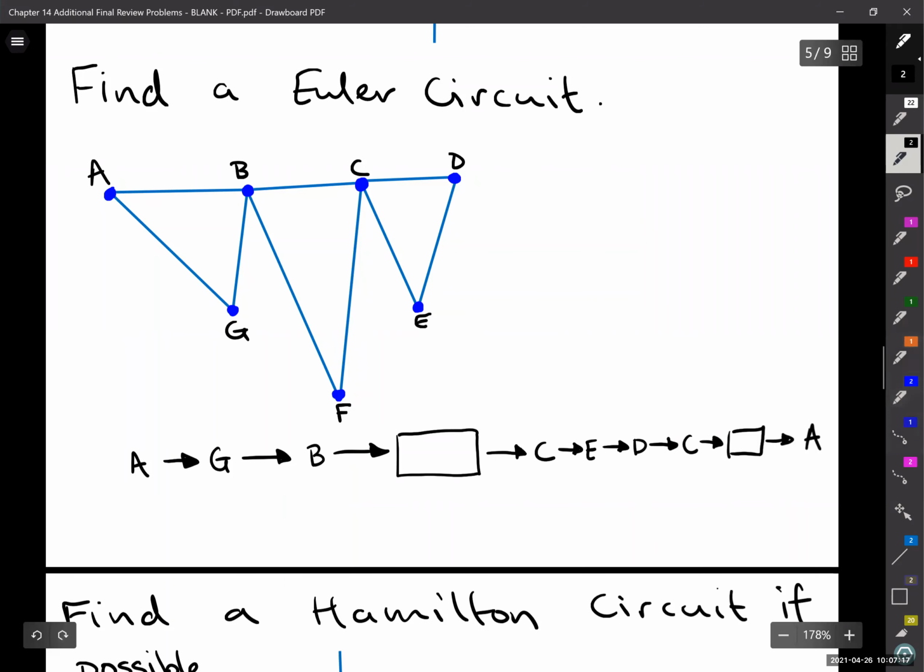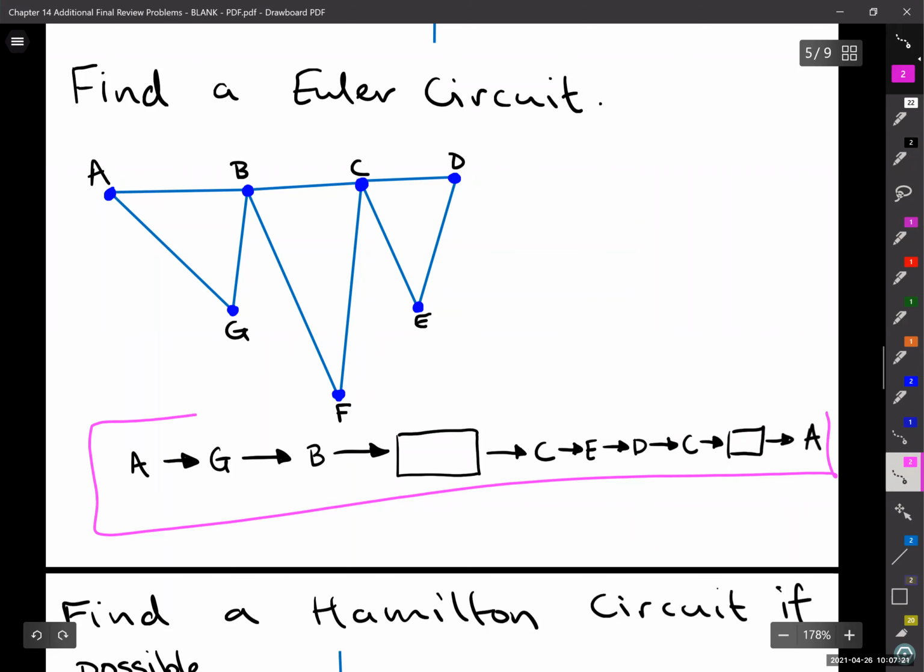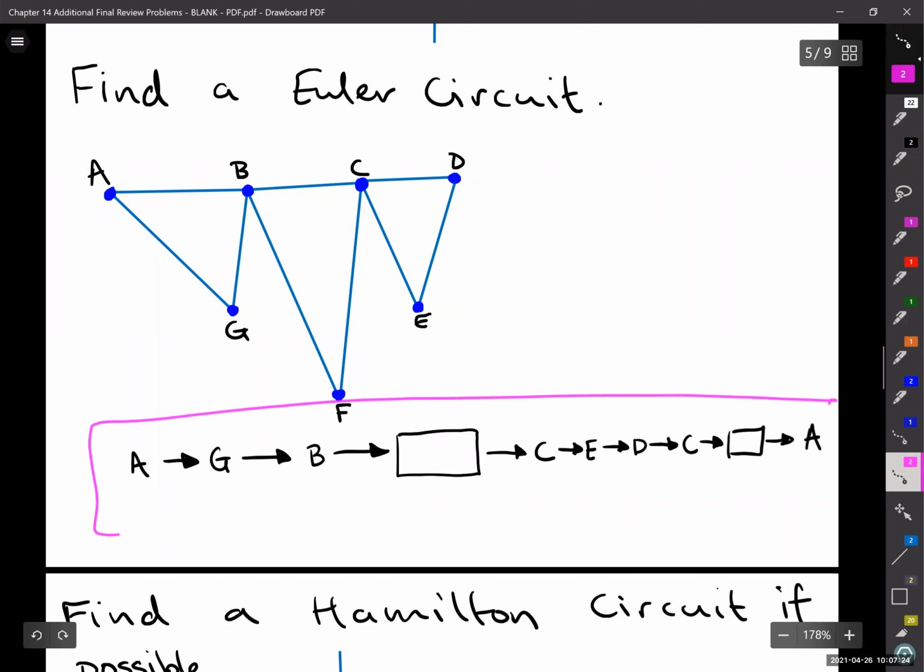So if y'all would think about what goes in these blanks to make this an Euler circuit for the graph shown. What letters or vertices would you have to place here and here?